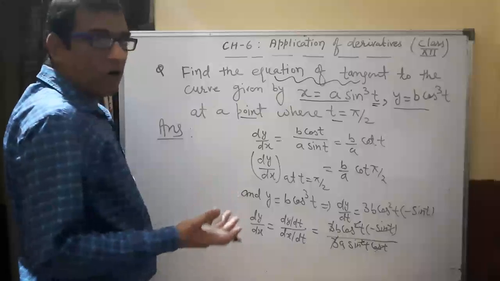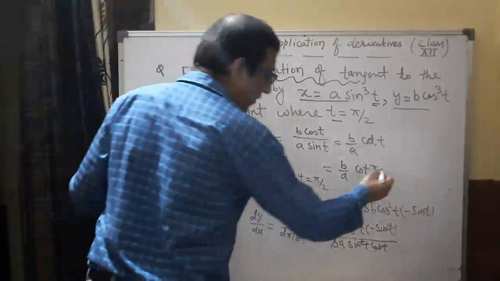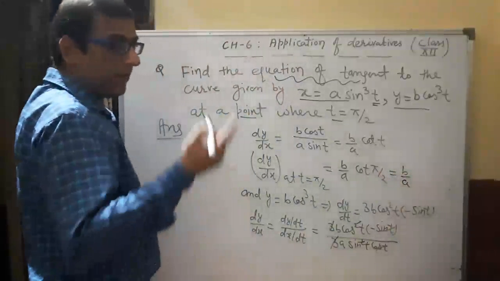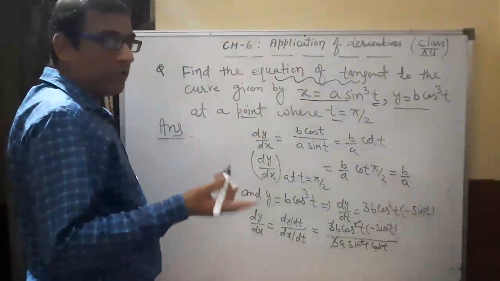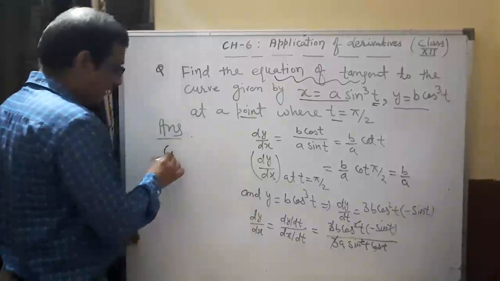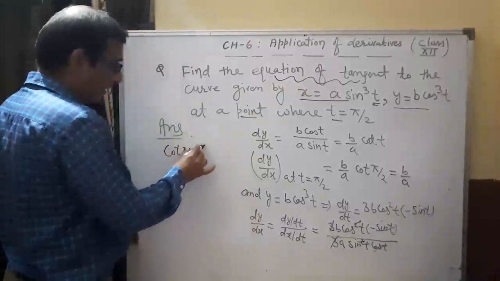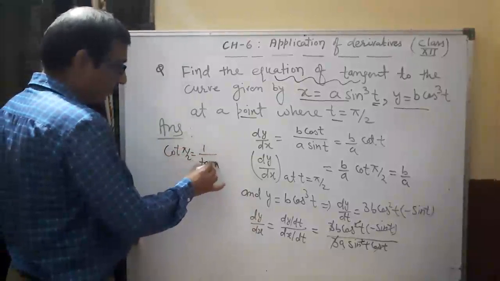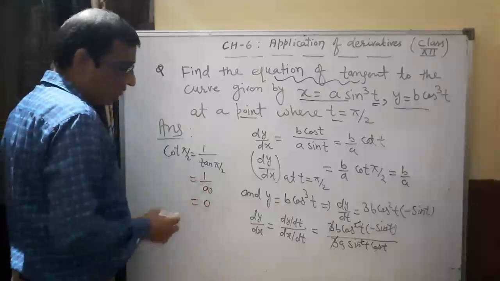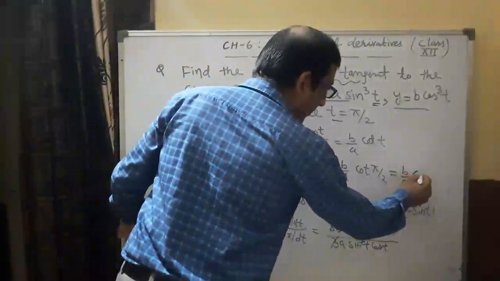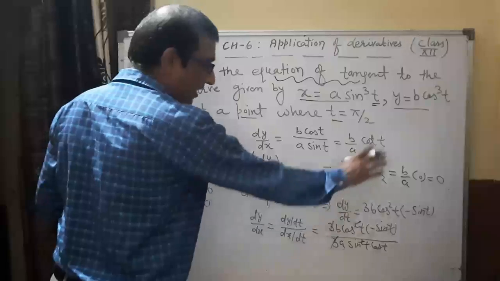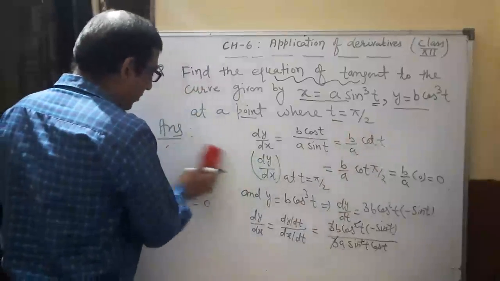So what is the value of cot pi by 2? We can say cot pi by 2 is equivalent to 1 upon tan pi by 2, and tan pi by 2 is infinity. So we get cot pi by 2 equals 1 upon tan pi by 2. When we put the value 1 upon infinity, we will get 0. So we will write here 0, and we get dy by dx at t equals pi by 2 as 0.